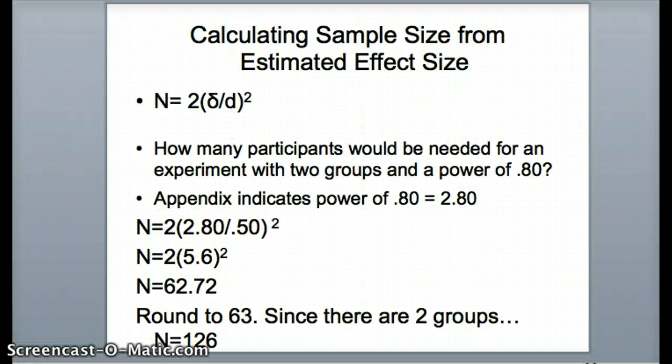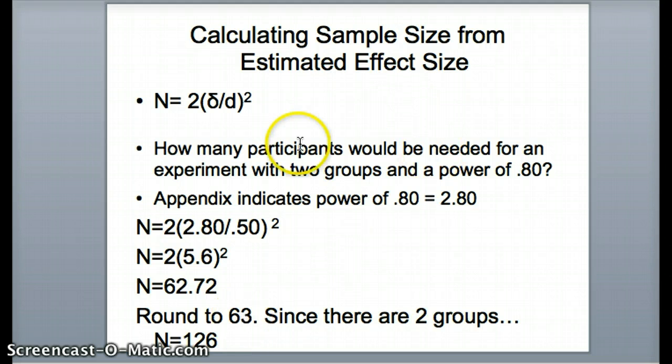So we go back to our formula and we plug in those values. So 2.80 is the delta value we plug in, and we said we're going to use a medium effect size of 0.50, so we plug that in here. You divide 2.80 by 0.50 and you get 5.6. You want to square that and multiply it by 2. When you square 5.6 and multiply it by 2, you get 62.72. Or we can round up to 63.